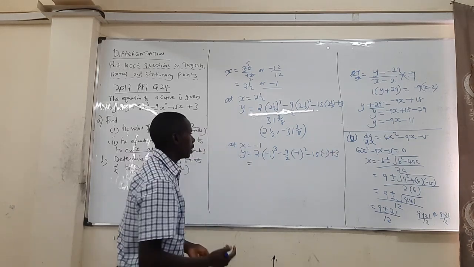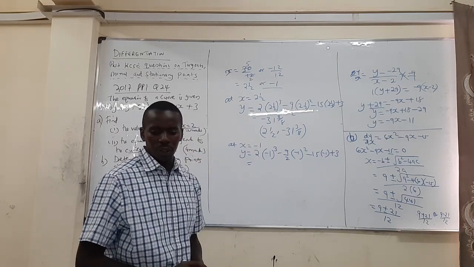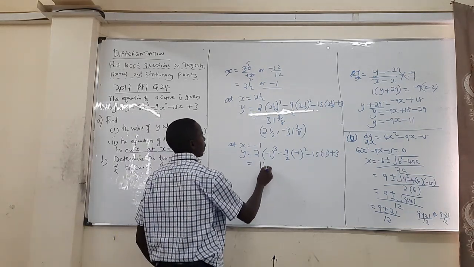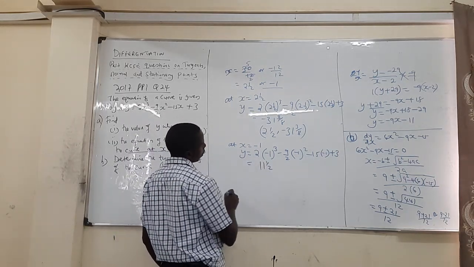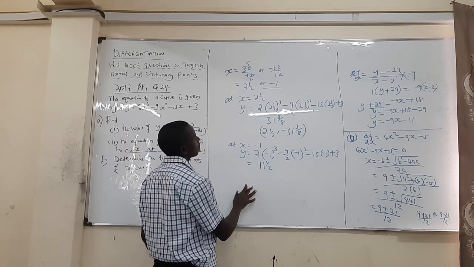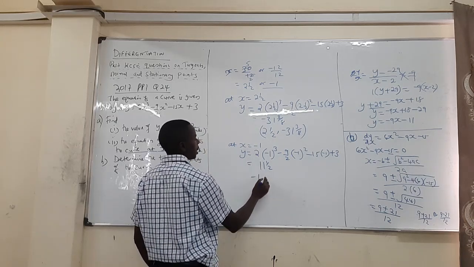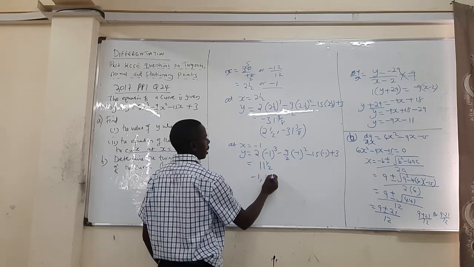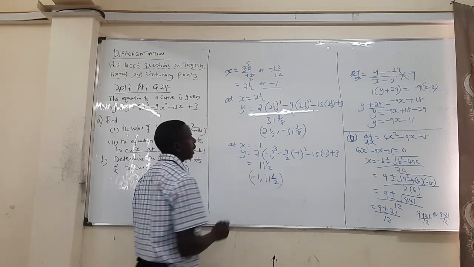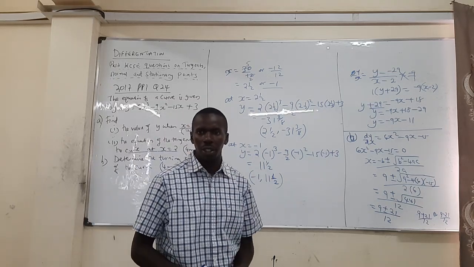And then when we fit that in our calculator, we are going to get the value of y being 11 and a half. So our second stationary point is x is minus 1 and y is 11 and a half. So that is the expected answer that you're required to give.